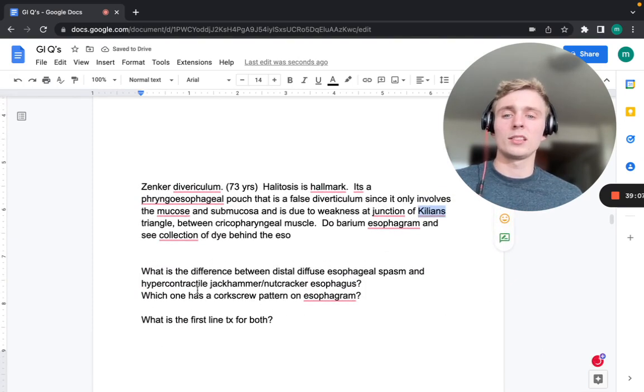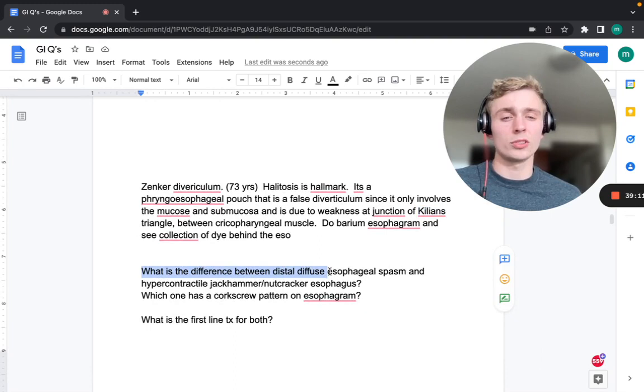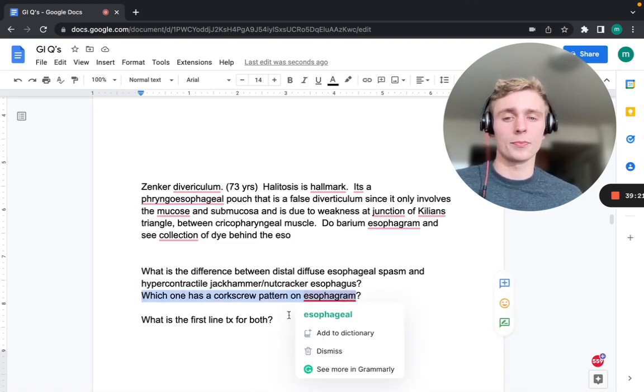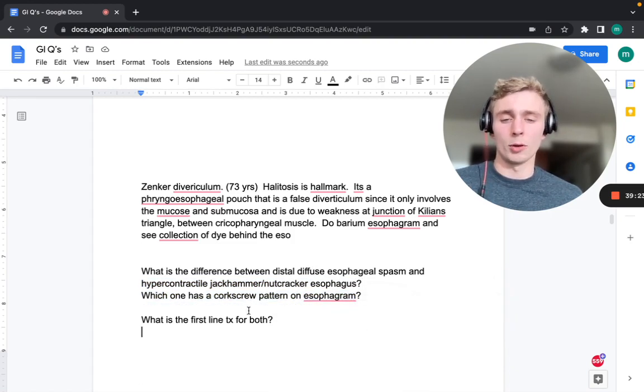Next one. This is an important one to know. What is the difference between a distal diffuse esophageal spasm and a hypercontractile jackhammer or nutcracker esophagus? Which one has a corkscrew pattern on esophagram? And what is the first-line treatment for both of these conditions?